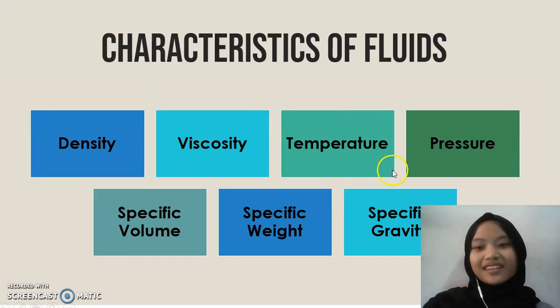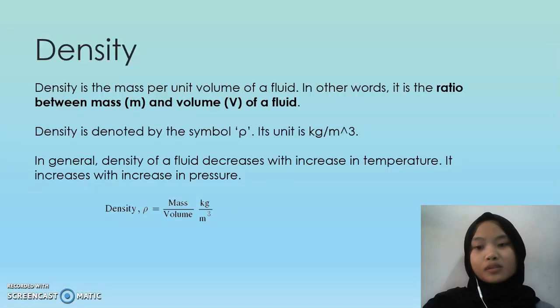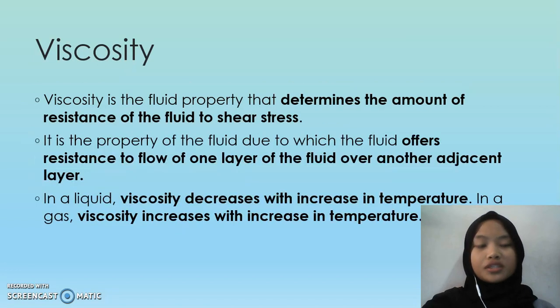So there are 7 characteristics of fluids: density, viscosity, temperature, pressure, specific volume, specific weight, and specific gravity. Density is the ratio between mass and volume, where mass is in kg and volume is in meter cube, so the unit is kg per meter cube. Also, density of fluid decreases with increase in temperature and increases with increase in pressure.